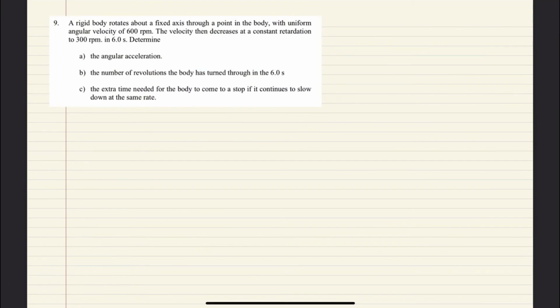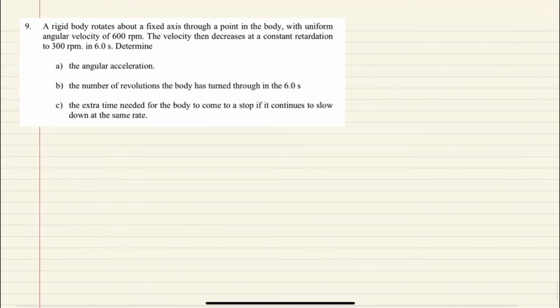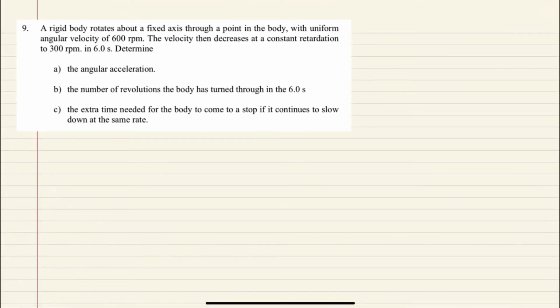Okay, and then for question 9, it says that a rigid body rotates about a fixed axis through a point in the body, with a uniform angular velocity of 600 rpm. The velocity then decreases at a constant retardation to 300 rpm in 6 seconds. Find the mean angular acceleration, the number of revolutions, and the extra time needed for the body to come to a stop.